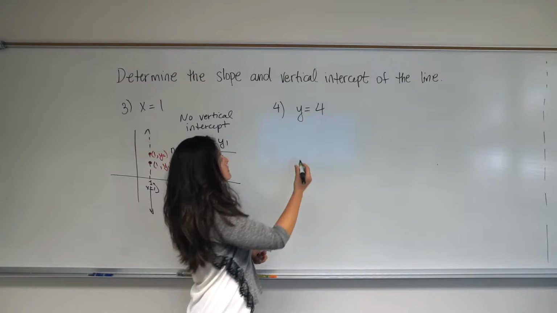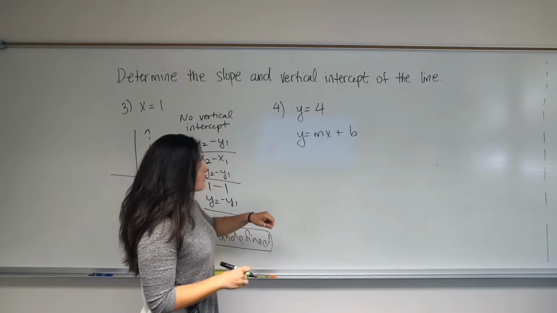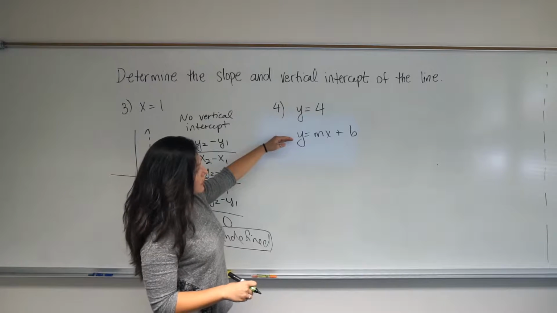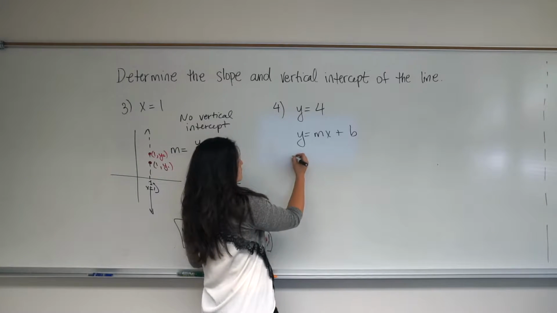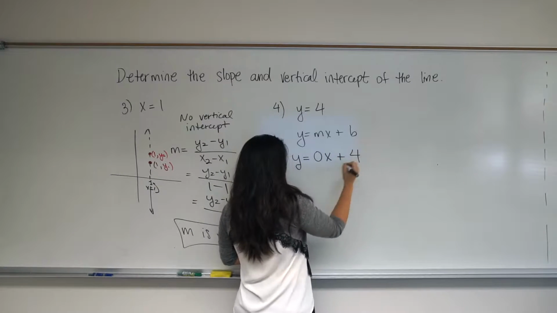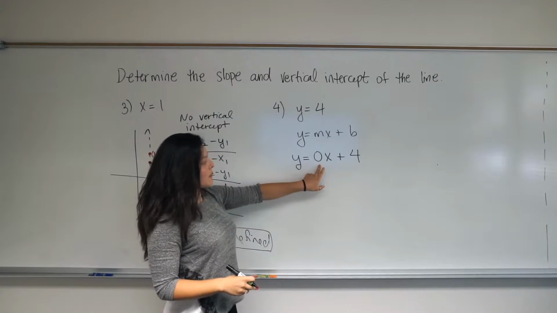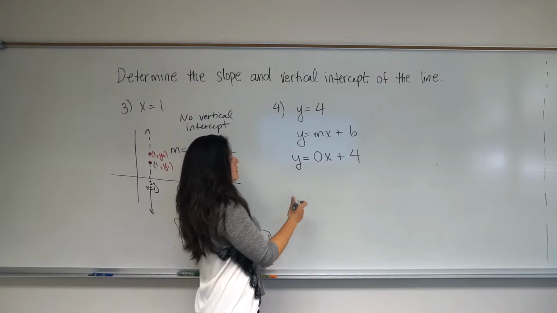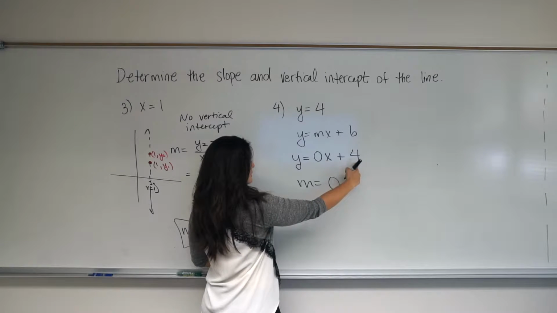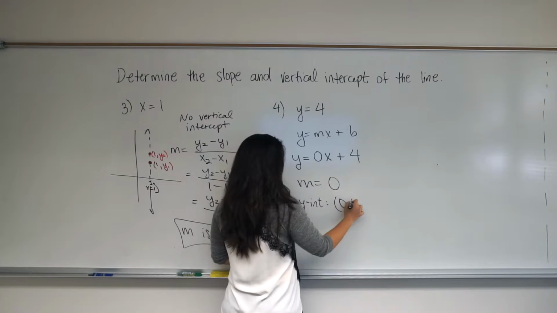So remember, slope-intercept form looks like y equals mx plus b. So if I want to pick out the slope and the intercept, I want to write this equation to look like slope-intercept form. So notice that would be y equals 0x plus 4. There's no x term up here, so m must be 0. So that means that my slope is 0, and my y-intercept, given to us by b, is the point at 0, 4.